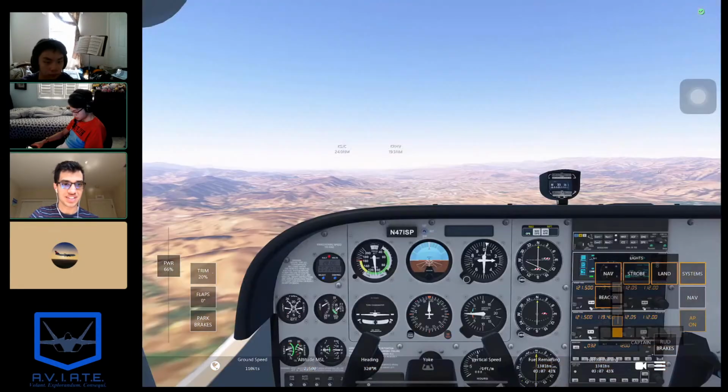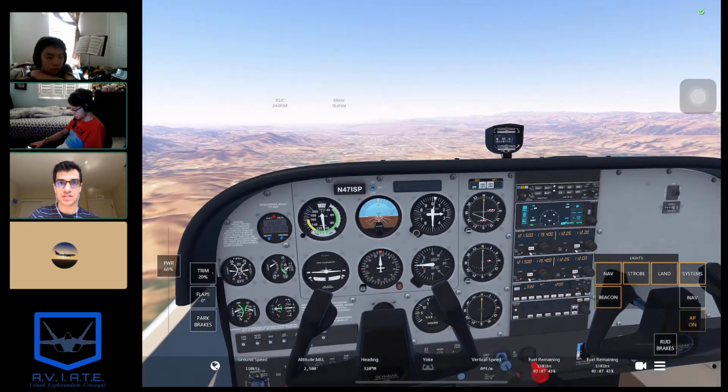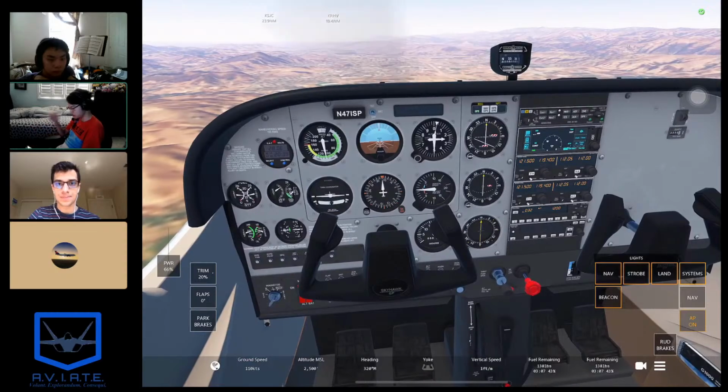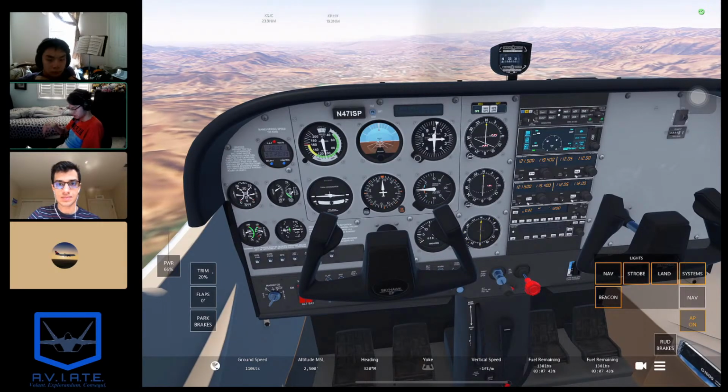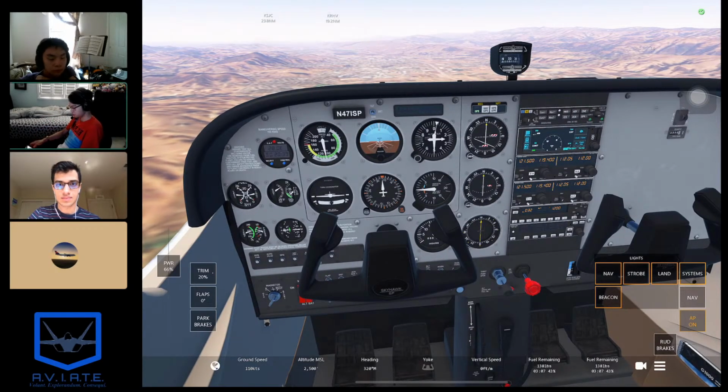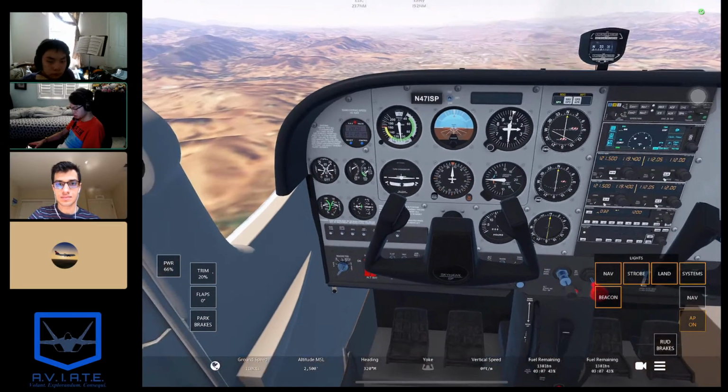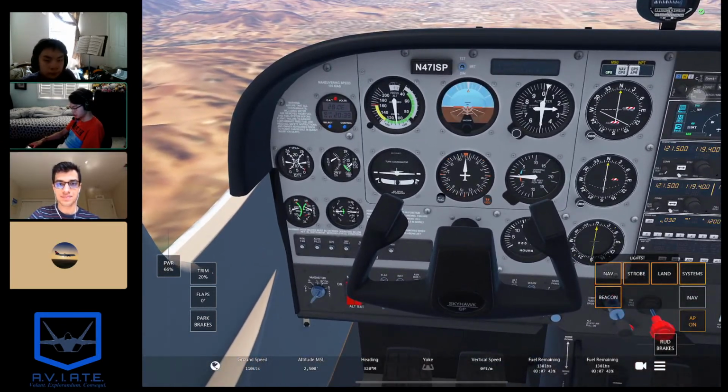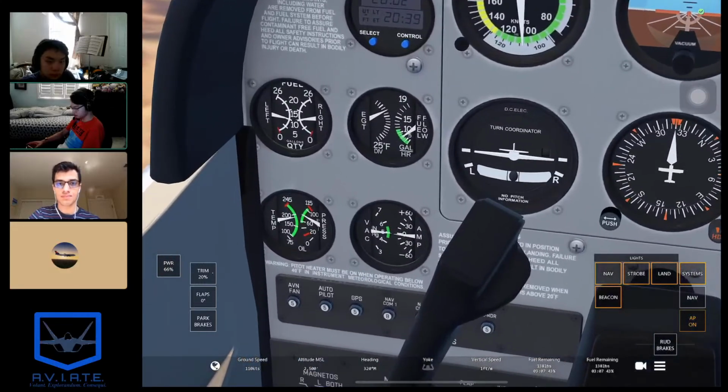Good explanation. So I would like to add one more thing. Yeah, of course. Go ahead. During your climb and cruise, you should be checking your flight instruments and engine instruments. Of course, you would check these periodically, but the most important thing is you just go from left to right.